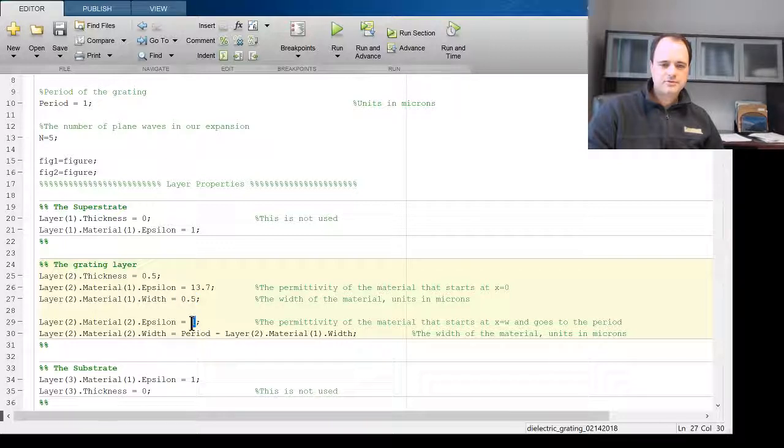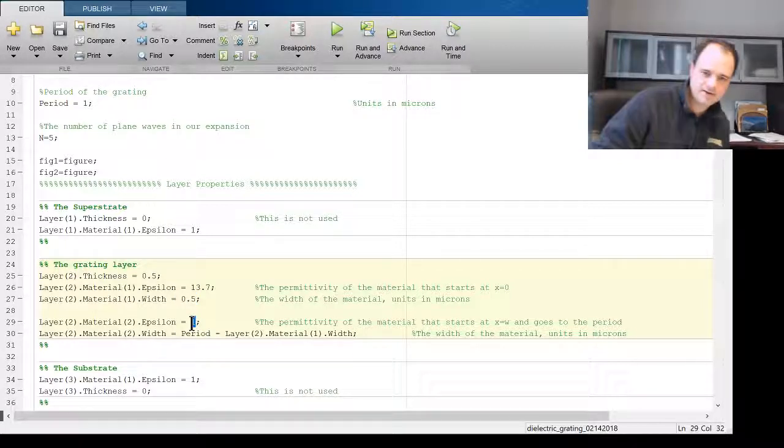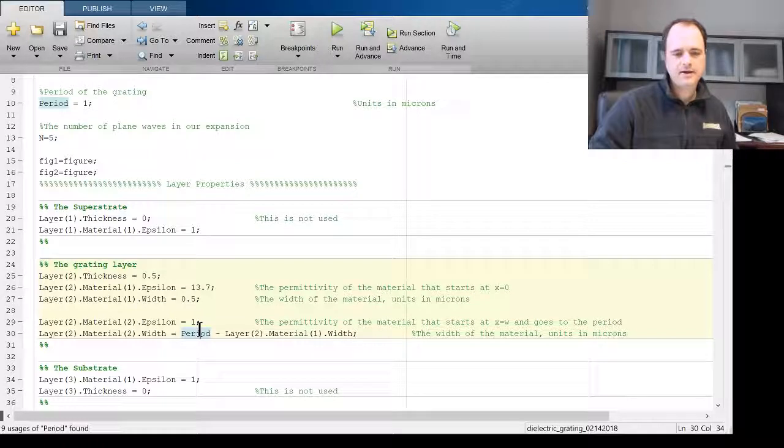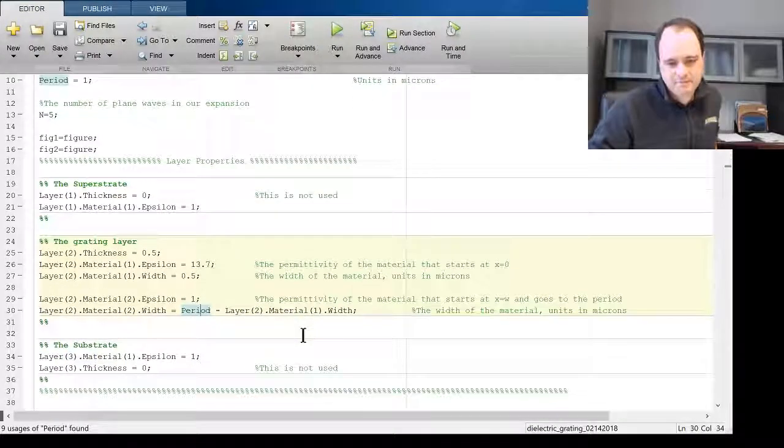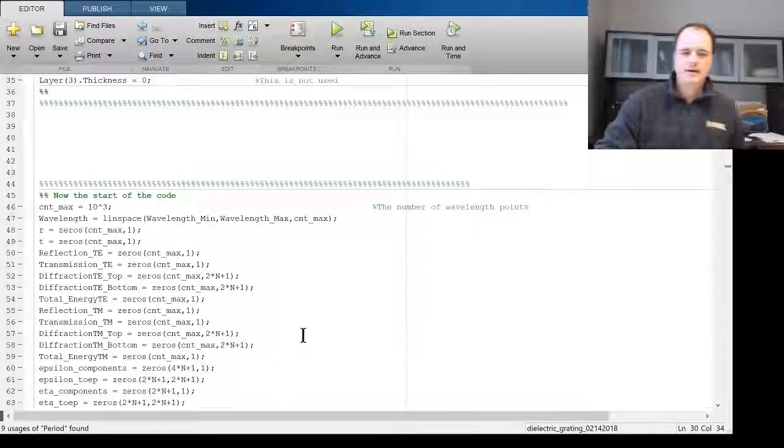Material 2 is just simple, epsilon is 1, so it's probably vacuum. And then I have the width of that being equal to the period minus the width of this. So this is 1 minus 0.5, or this also is 0.5 at the moment. All right? Now I start the code.